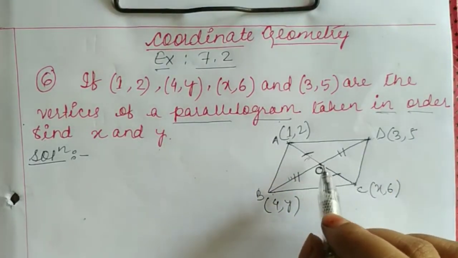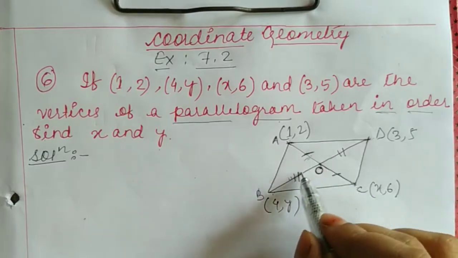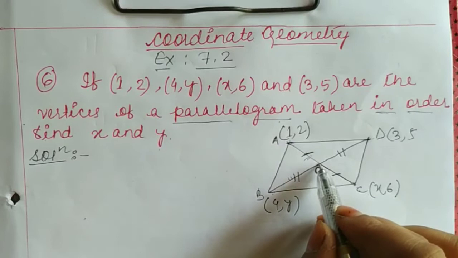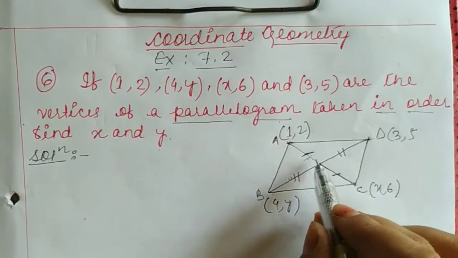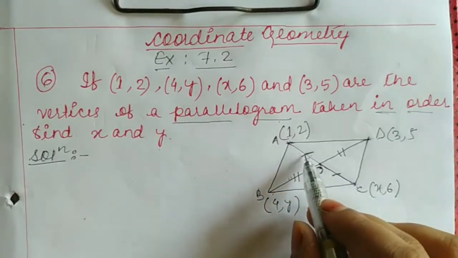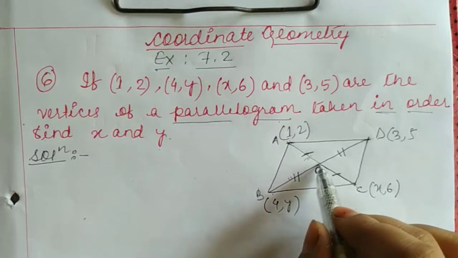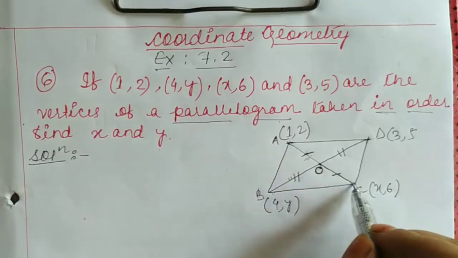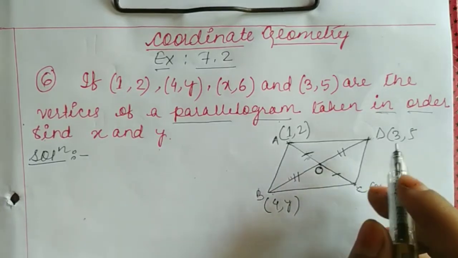Since O divides the line into equal parts, it must be a midpoint. When a point divides a line into equal parts, the point must be a midpoint. So here O is the midpoint of AC as well as BD.